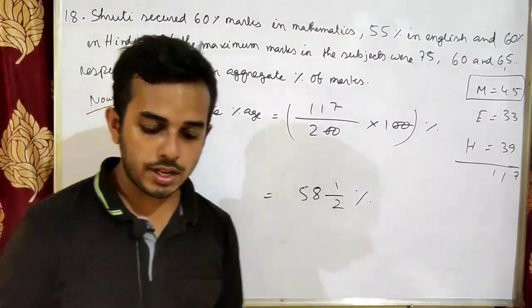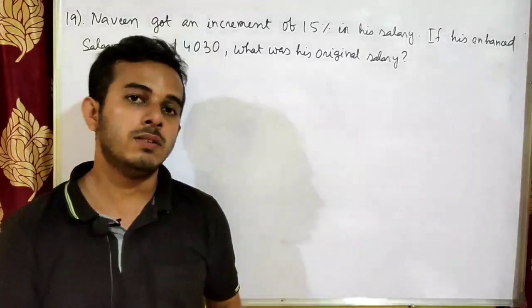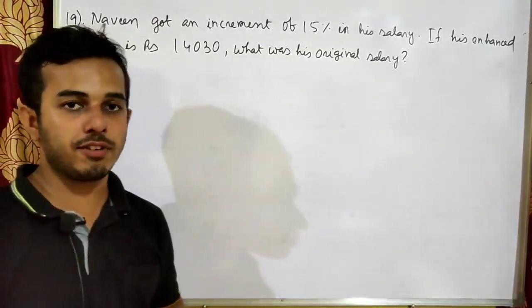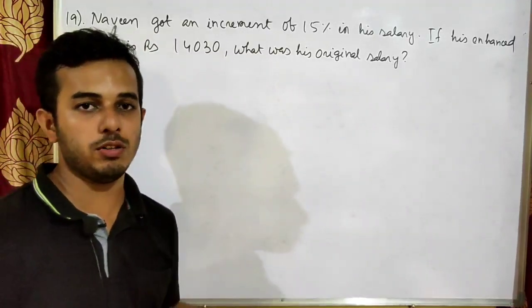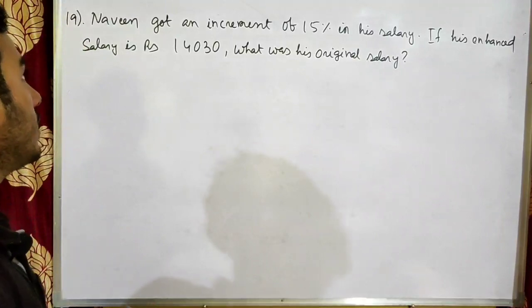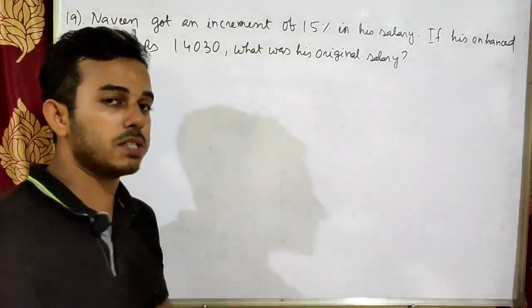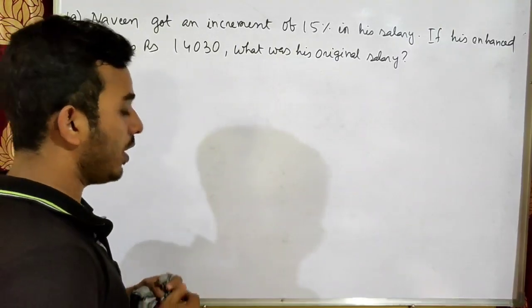Okay, now let's move to our next question, that is question number 19. Our next question is a very interesting question. I hope you will understand it, and it is a very easy one also. If you know the concept, you can solve it yourself. So the question is, Naveen got an increment of 15% in his salary. If his enhanced salary is rupees 14,030, what is his original salary?